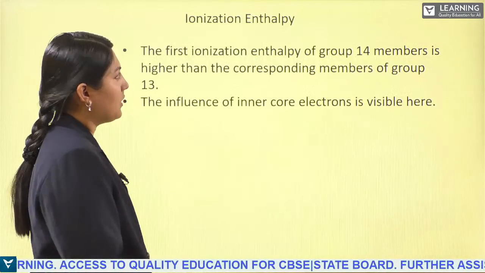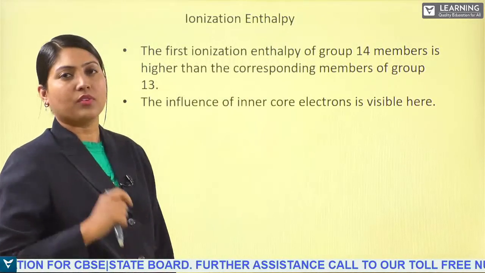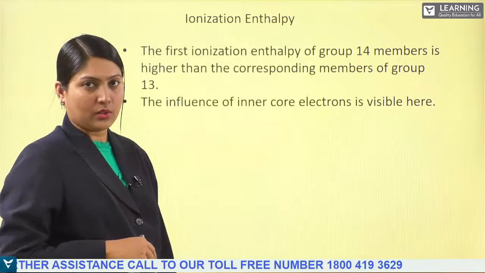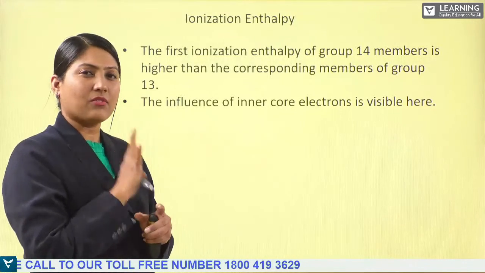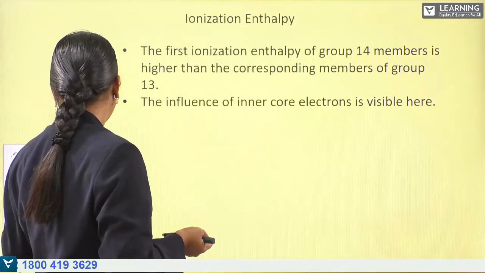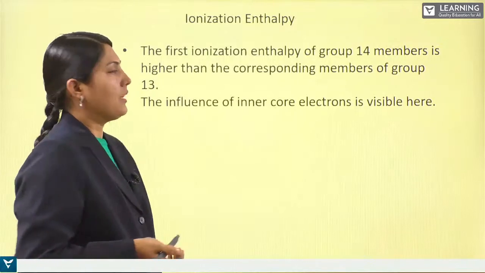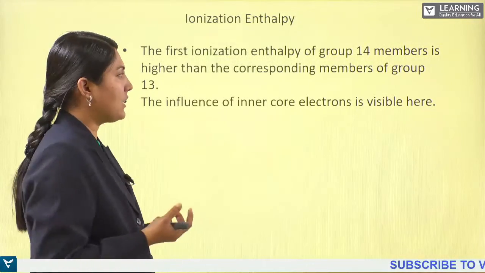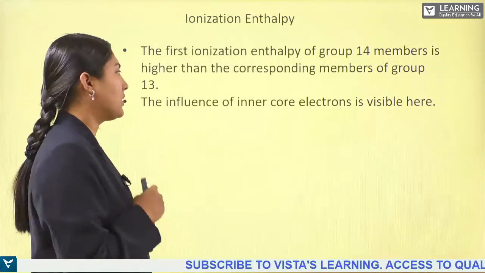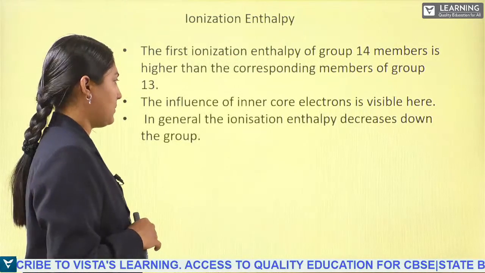The ionization enthalpy, as we said just now: the first ionization enthalpy of the 14 group elements is higher than that of the 13 group elements, because it has 4 electrons and cannot easily give them out, whereas 13 group elements have only 3 electrons and can easily remove the outermost electron. So here the first ionization energy is higher than that of the 13 group element. The influence of inner core elements is visible here.